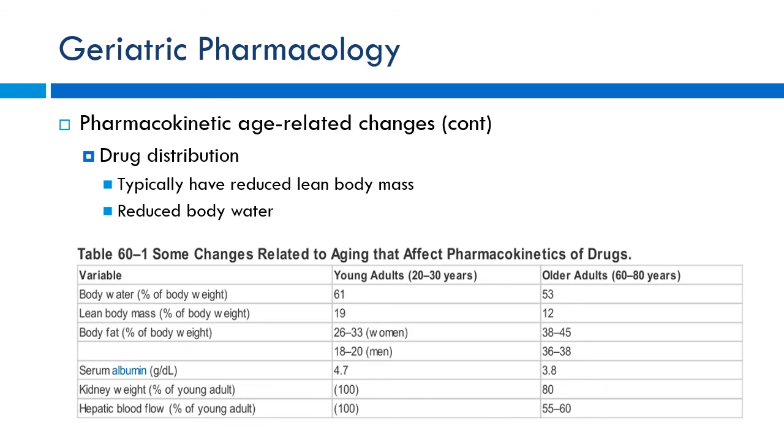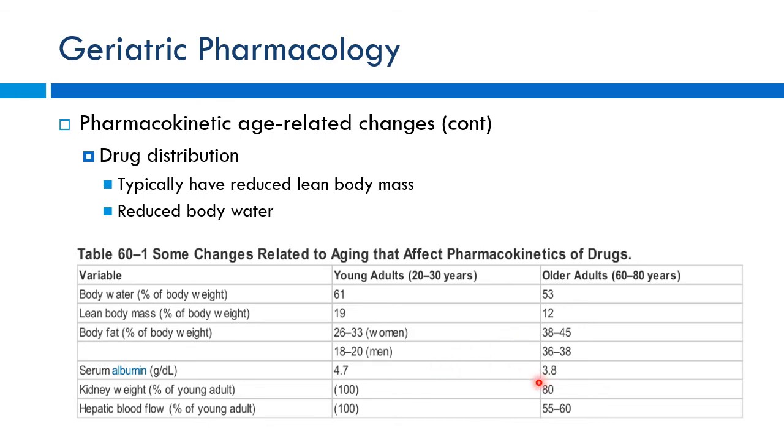Looking between, say, a 20 to 30-year-old versus a 60 to 80-year-old, you can see the body water percentage tends to go down. You're going to see lean body mass tends to go down as far as percentage goes, but the body fat typically is going to go up. So then that might affect the volume of distribution for lipophilic drugs. You may find they have more tissue to partition into. Now they're going to be distributing out farther in those cases, right? So that can be one change you see there.